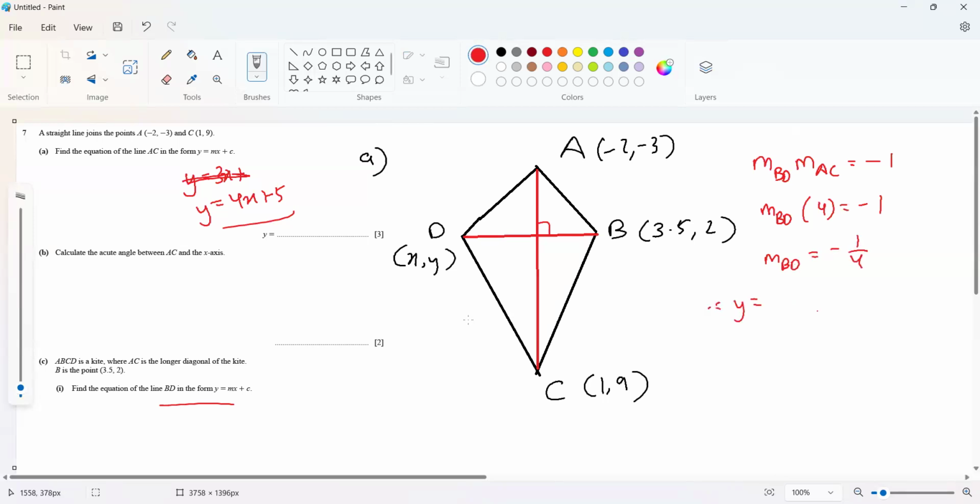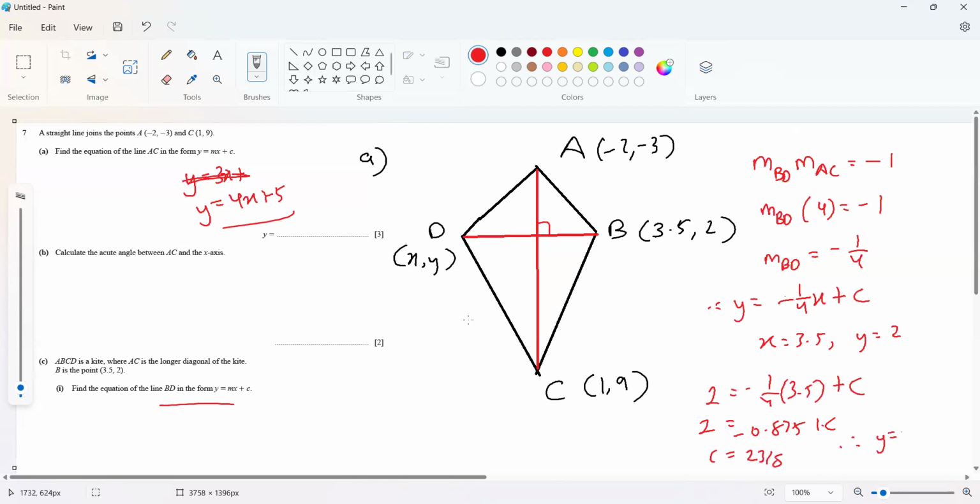So the equation now is y equals -1 over 4 x plus c. So when x equals 3.5, y equals 2. So 2 equals -1 over 4 multiplied by 3.5 plus c. So 2 equals -0.875 plus c, and then c would simply be 23 over 8. So from here, y equals -1/4 x plus 23 over 8. So that is our line equation for BD.